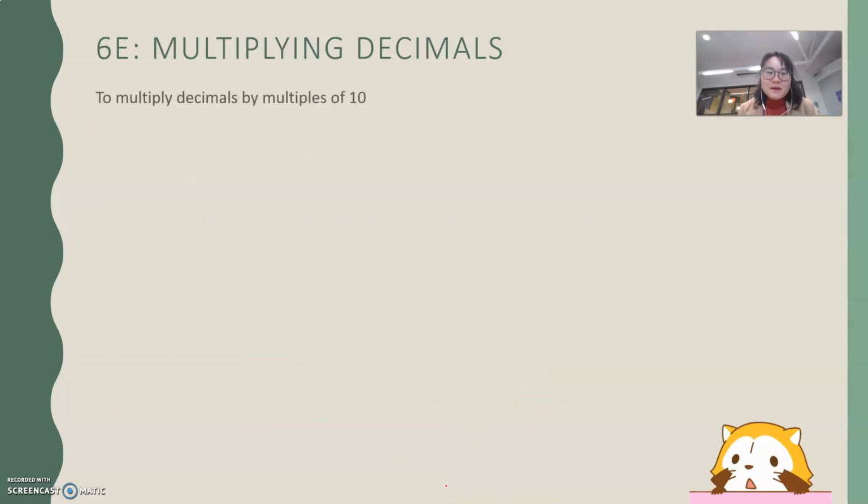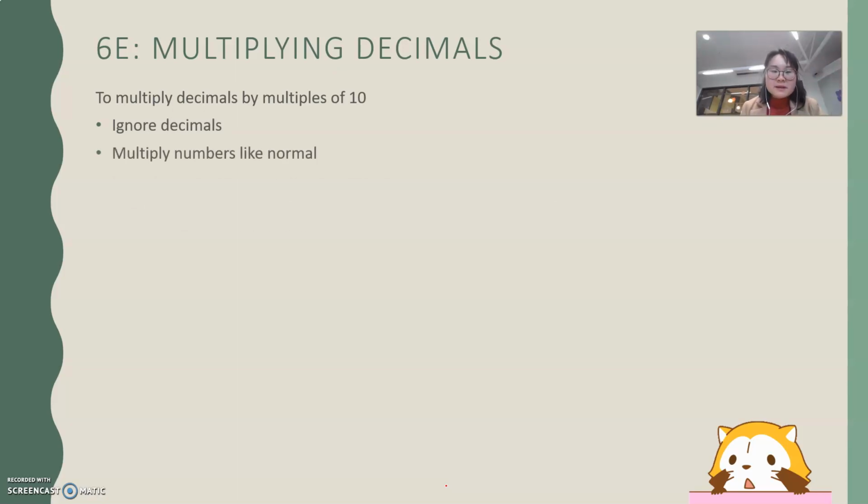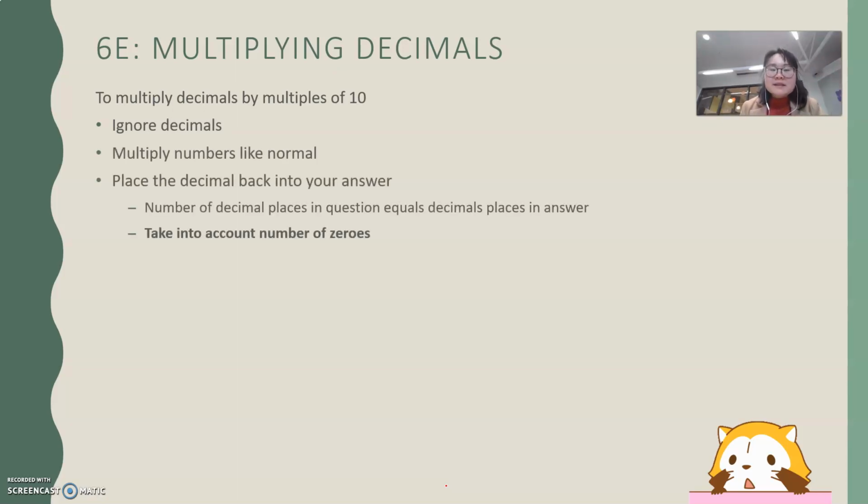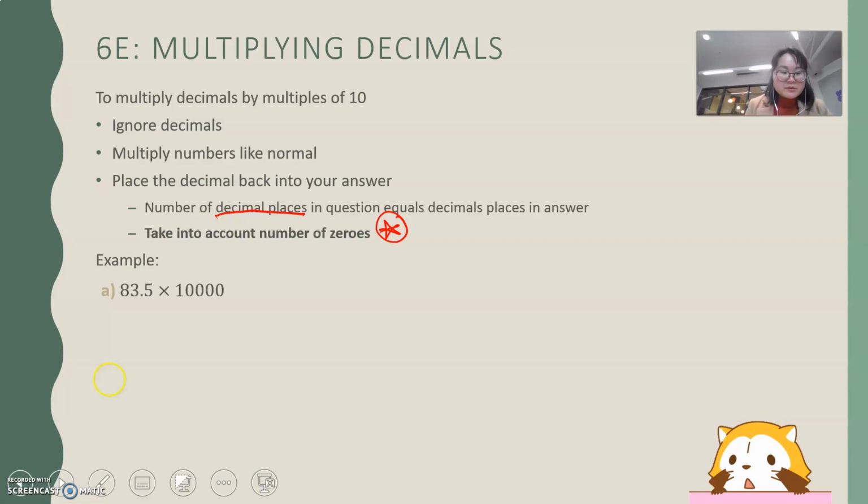All right. When you're multiplying decimals by multiples of 10, it's pretty similar. We're going to ignore the decimals, multiply the numbers like normal, and then place the decimal back into our answer by counting up how many decimal places were in the question. But we're also going to take into account the number of zeros that we have in our multiple of 10. So let's look at a few examples.